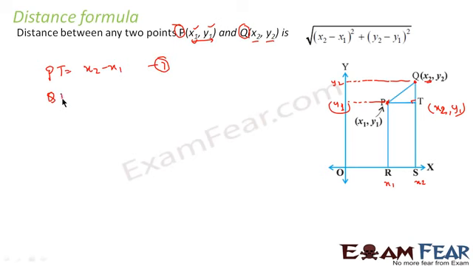Similarly, let's find QT. QT is the distance between this and this point, which is y2 minus y1, correct? So that is y2 minus y1.